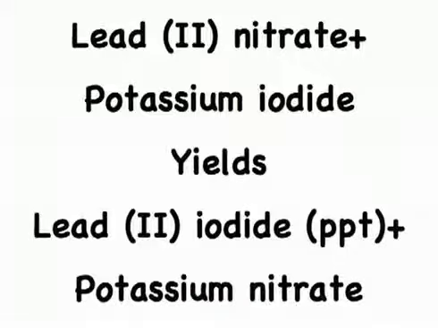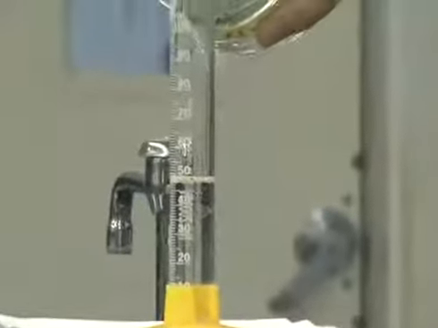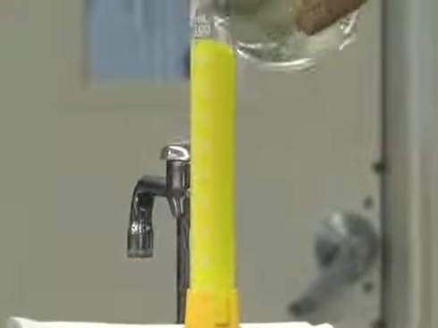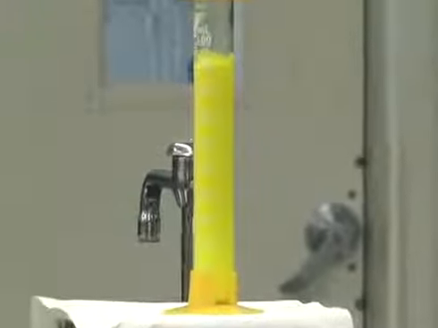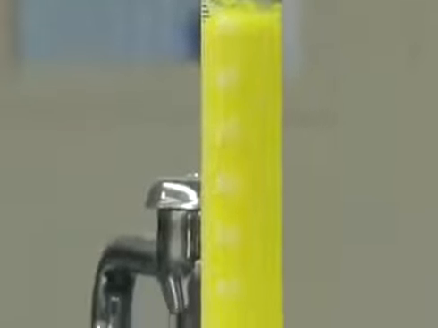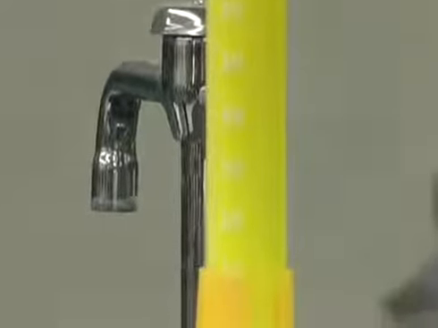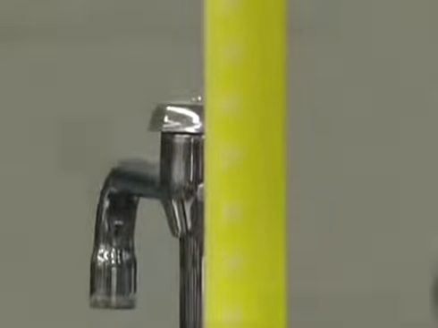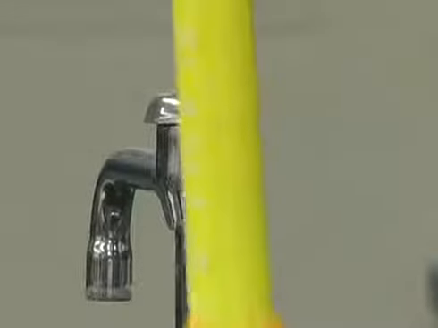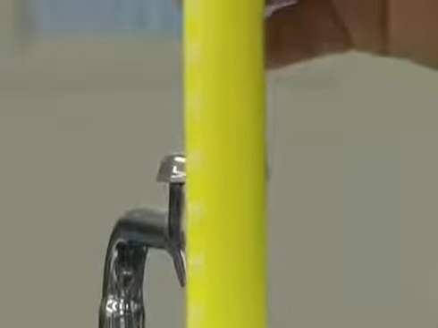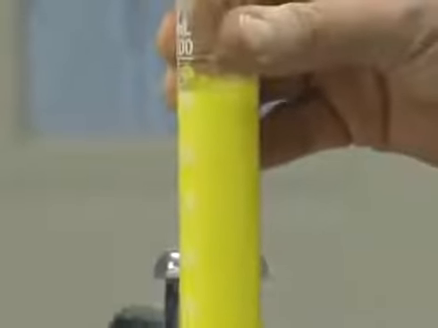A little more complex, lead 2 nitrate plus potassium iodide yielding lead 2 iodide and potassium nitrate. The choices you have, this is potassium iodide. So you get a nice yellow precipitate that's a solid. One of the products is lead 2 iodide, and that's what this yellow solid is. It's a lead 2 iodide.